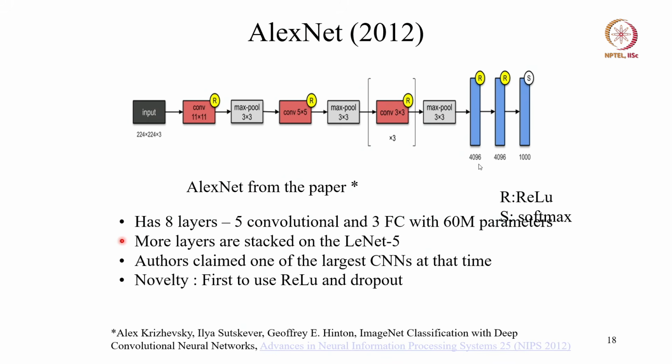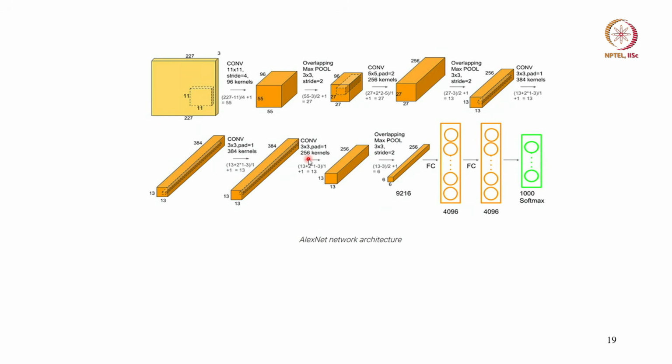Okay, so we can see that they are talking about 224 by 224 by 3 input. Then you have the convolution, which consists of 11 by 11, the filter size. Then max pooling is 3 by 3. Then you are using convolution of 5 by 5, etc. Right? So here it gives you the complete details.